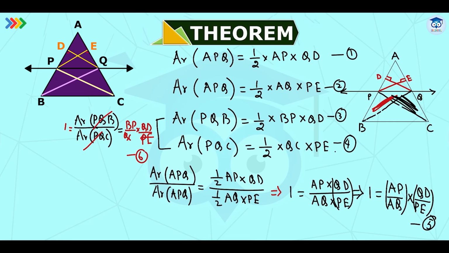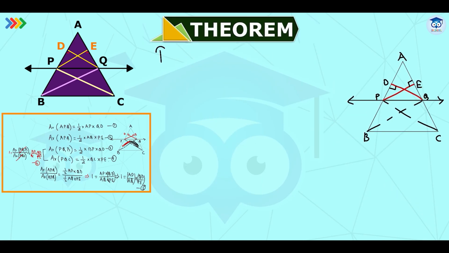So we can conclude that PAB upon QC into QD upon PE is equal to AP upon AQ into QD upon PE. Now QD upon PE are again the same term, so we will cancel this, and now we are left with AP upon AQ is equal to BP upon QC. Okay, so we have this from 5 and 6.